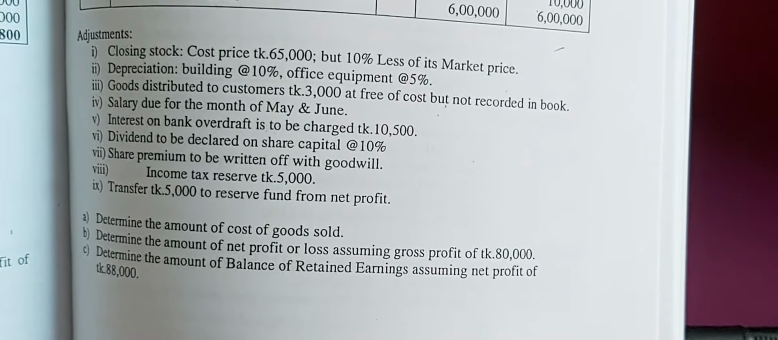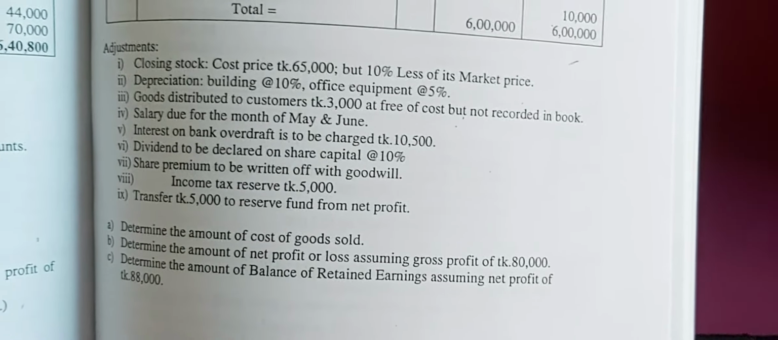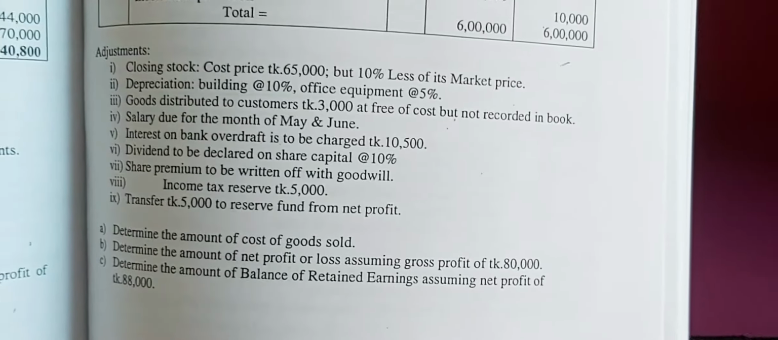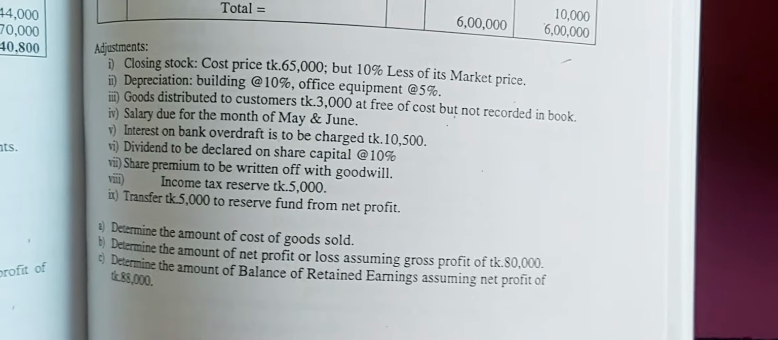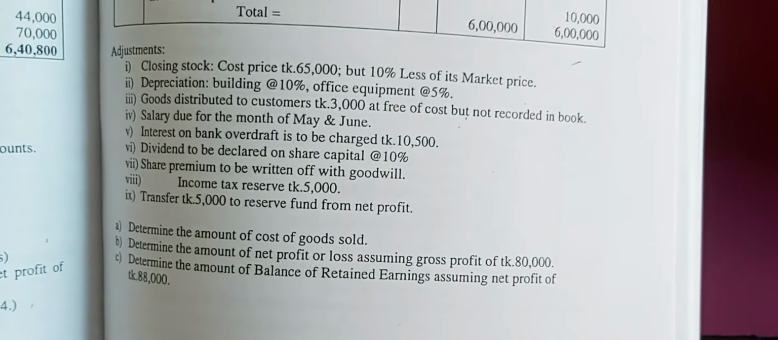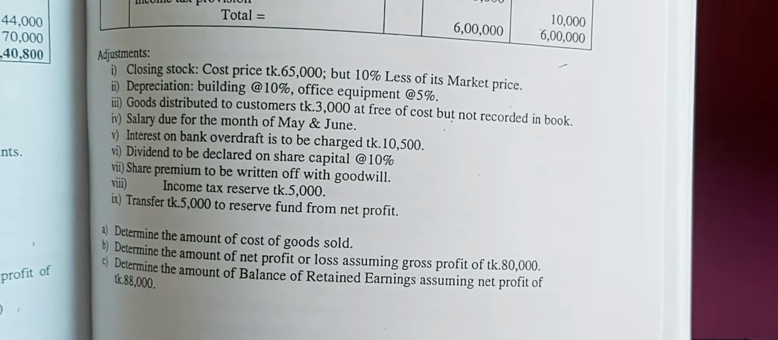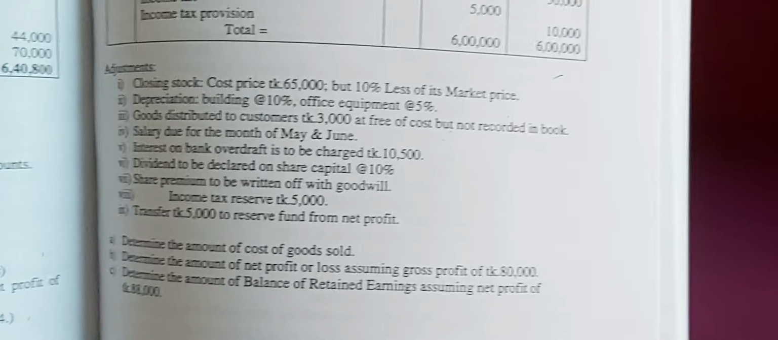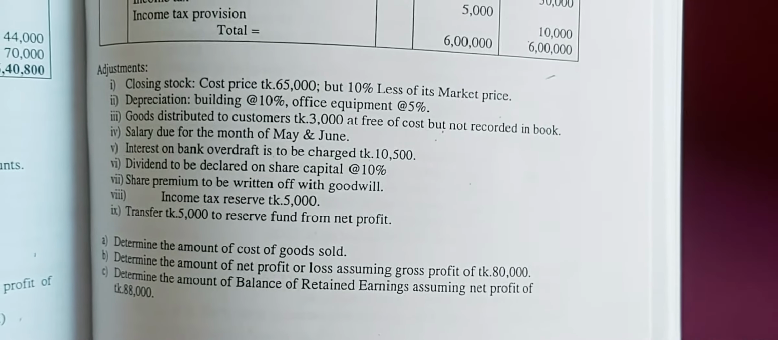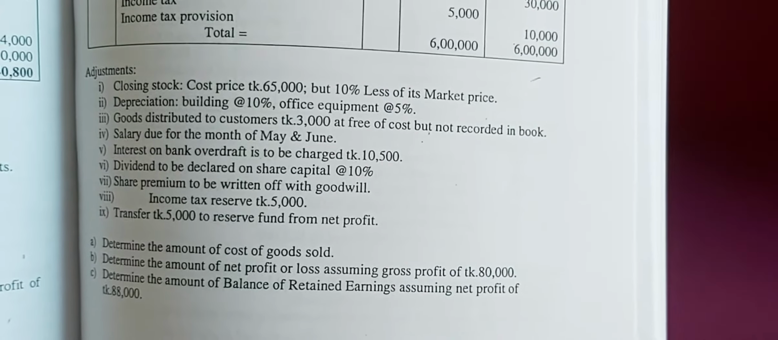Number 1, closing stock at cost price of Taka 65,000 but 10% less of its market price. Number 2, depreciation on building at the rate of 10% and office equipment at the rate of 5%. Number 3, goods distributed to customers Taka 3,000 free of cost but not recorded in books. Number 4, salary due for the months of May and June. Number 5, interest on bank overdraft is to be charged Taka 10,500.